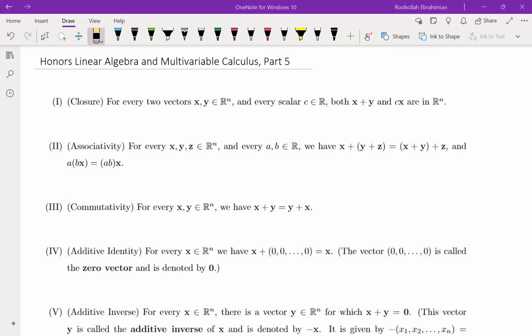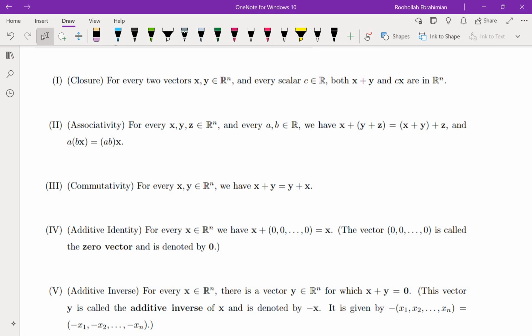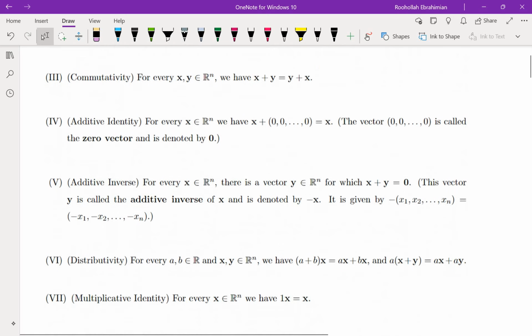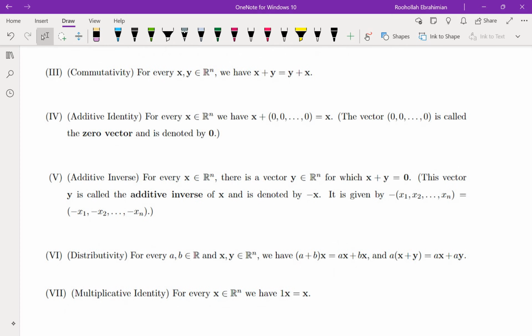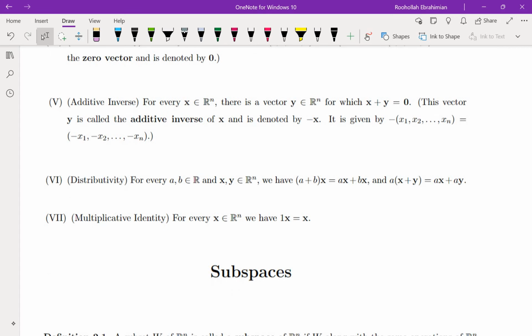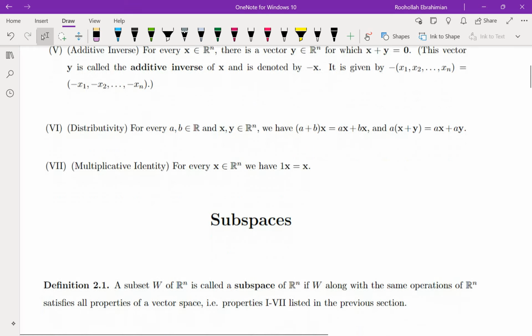We talked about Rn as a vector space, and we said it satisfies these 7 properties. It satisfies closure, associativity, commutativity. It has an additive identity. Every element has an additive inverse. It satisfies distributivity, and it has the multiplicative identity of 1.